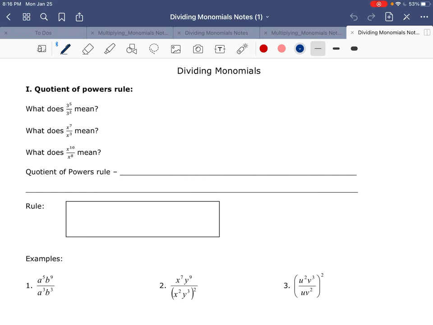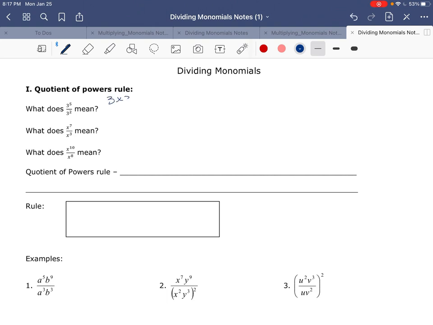Hey guys, today we're going to be looking at our second lesson about exponents. We've already looked at how to multiply them. Now we're going to look at how to divide them. So when we look at our quotients of powers, remember a quotient is the answer to a division problem. And we want to see what 3 to the 5th over 3 squared means.